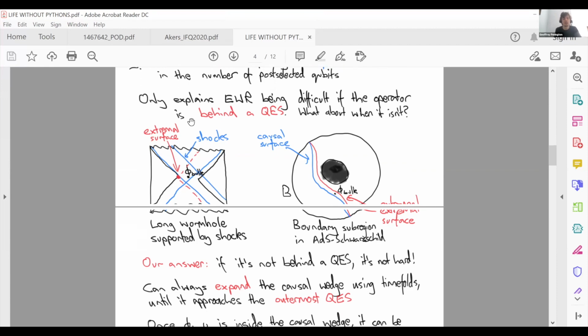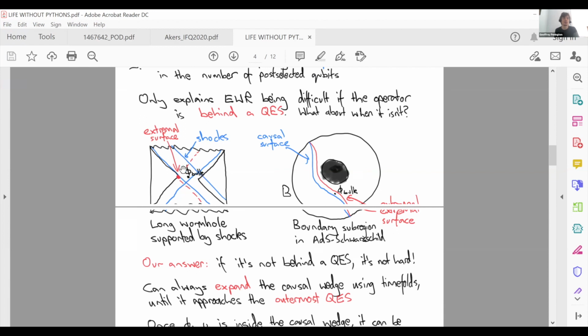One clue is given by this example over here. If we have all these shocks, we made those shocks by hand by some unitary evolution with some time folds back and forth. If we made them by unitary evolution, we can also unmake them by unitary evolution. So we can just go backwards and forwards, removing shock, shock, shock. And then eventually we'll get back to the thermofield double state.